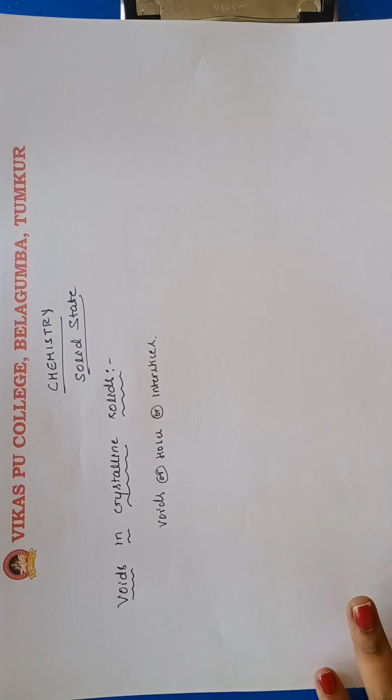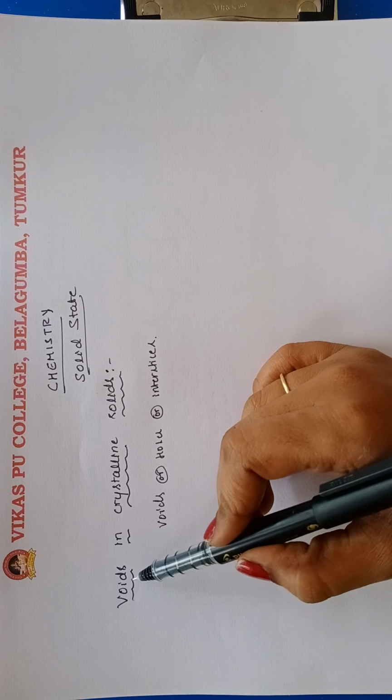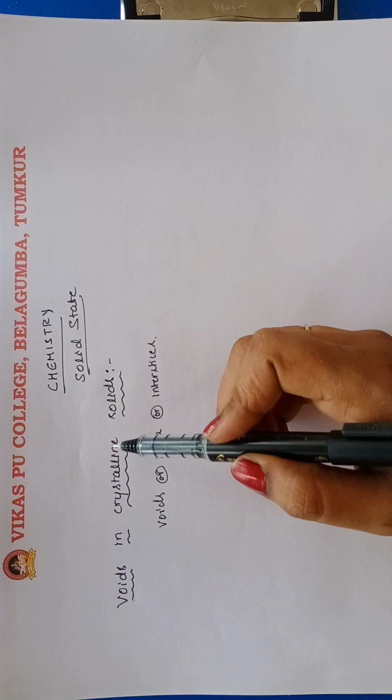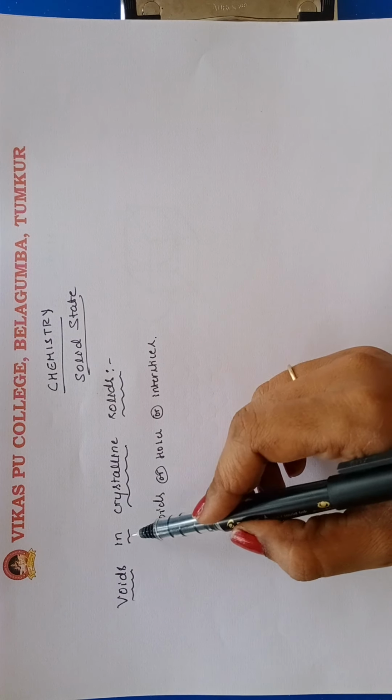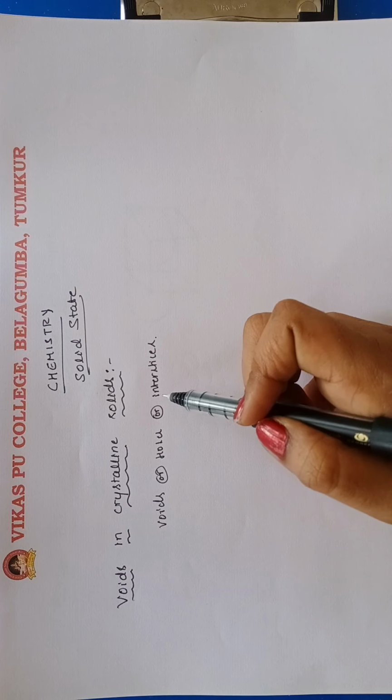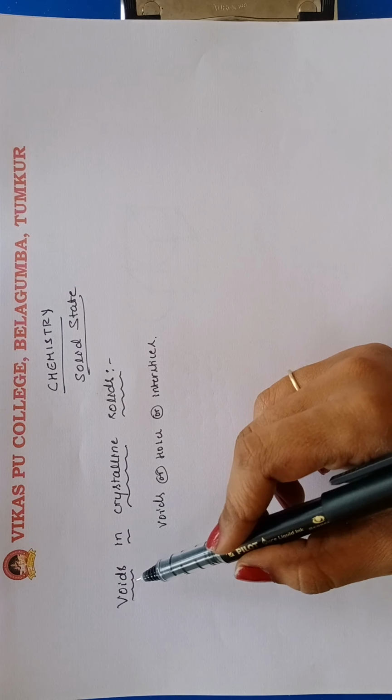In the previous class we discussed close packed structures, that is close packing in 1 dimension, 2 dimensions and 3 dimensions. In this class we are going to discuss the voids in crystalline solids. The voids are also called holes or interstices. What is meant by voids?